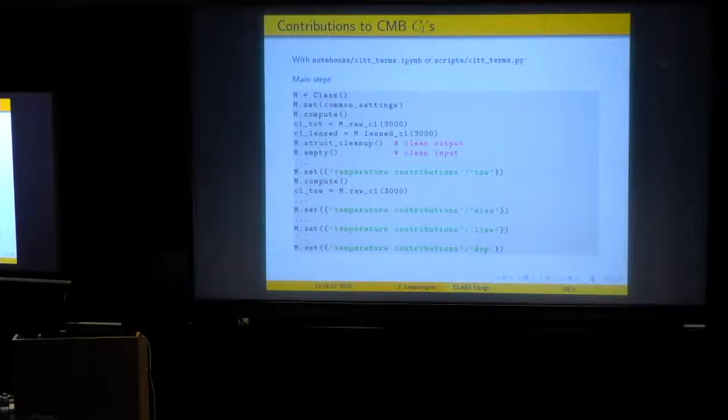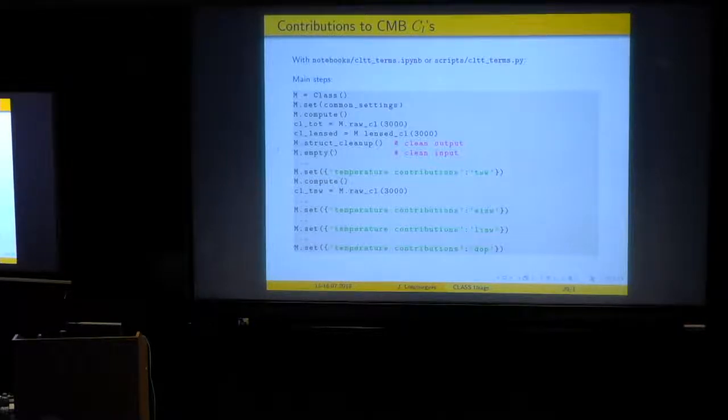Then you want to call class another time, this time only with the temperature and Sachs-Wolf contribution. It was a magenta, it was a cyan curve before. So you have this variable, temperature contributions, which is documented in explanatory.ini, which expects a list of effects. And the effects belong to this category: temperature and Sachs-Wolf, early integrated Sachs-Wolf, late integrated Sachs-Wolf, Doppler, and there is a fifth one called Pol for polarization.